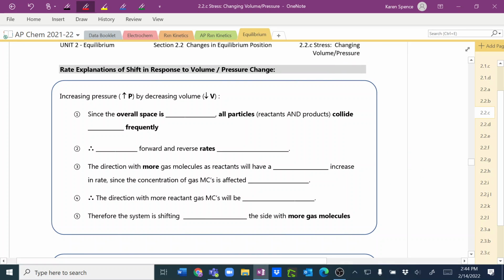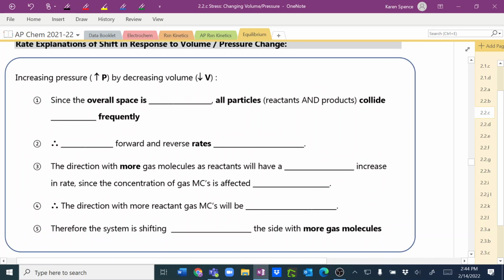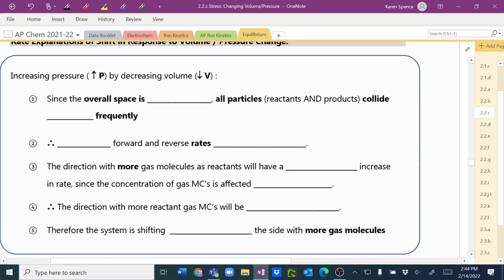So this is just sort of summarizing the whole thing. If we increase pressure by decreasing volume, since the overall space is decreased, this is a rate explanation. All of the particles collide more frequently. Therefore, what happens to both the forward and reverse rates? Both forward and reverse rates increase.